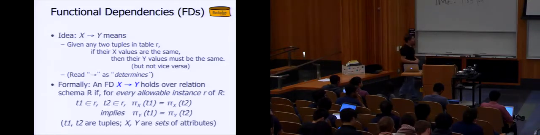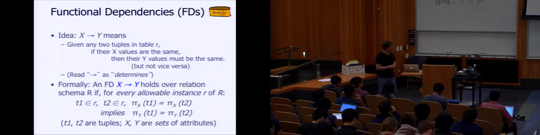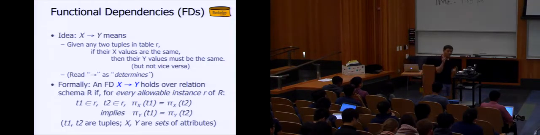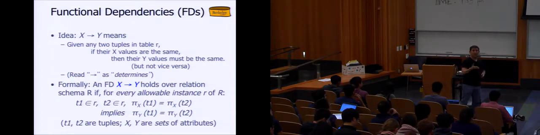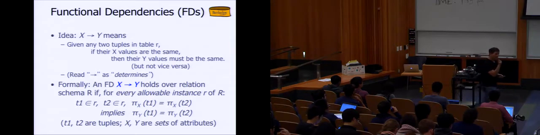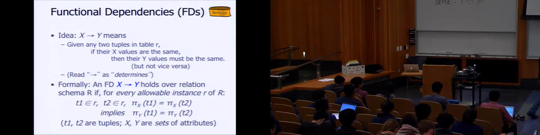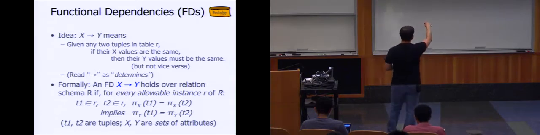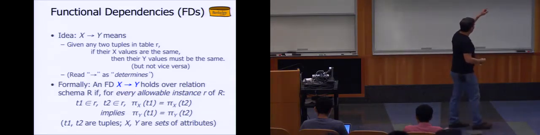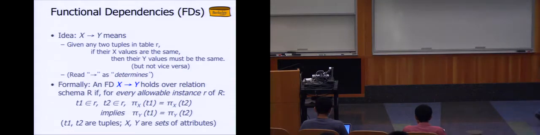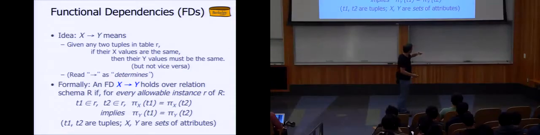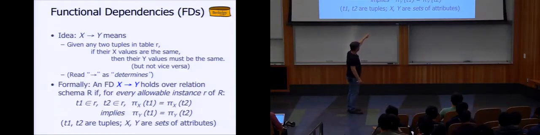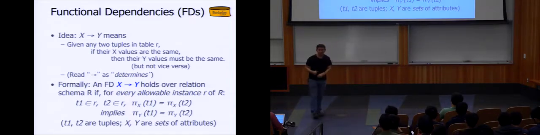More formally, a functional dependency X arrow Y holds over relation schema R. Notice it's over the schema. So this would be true no matter what data you put in the table, no matter what instance. We're going to define this over the schema. If for every allowable instance little r of R, so little r now is a table full of data, an instance of the relation, if T1 is a tuple in little r, and T2 is a tuple in little r, and when you project T1 to X, it's the same as when you project T2 to X, that means they match on the X columns. It implies that the projection of T1 to Y equals the projection of T2 to Y. They match on the Y columns. So this is just a careful way of saying what we had at the top of the board.